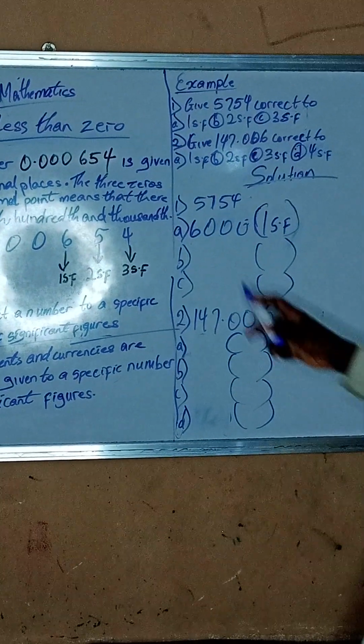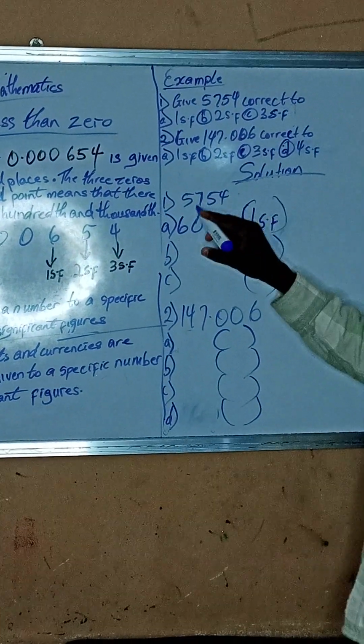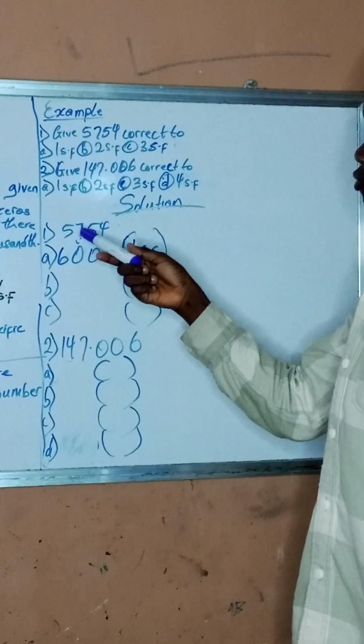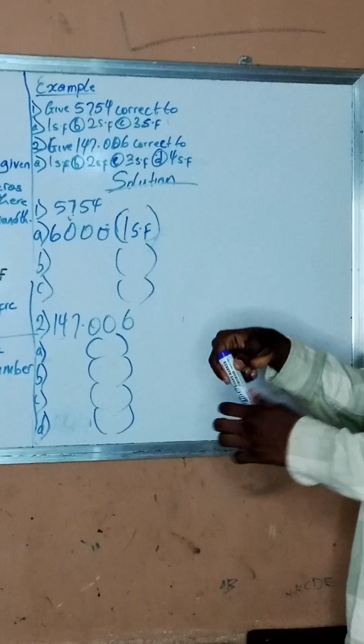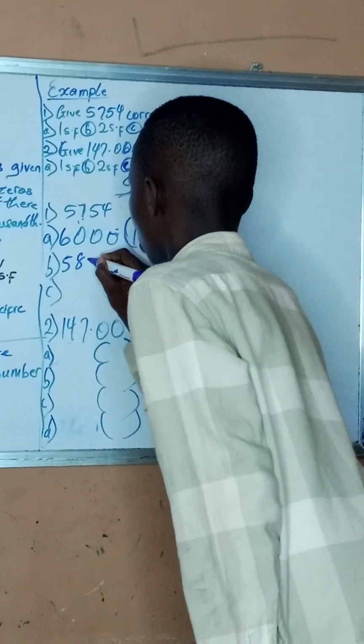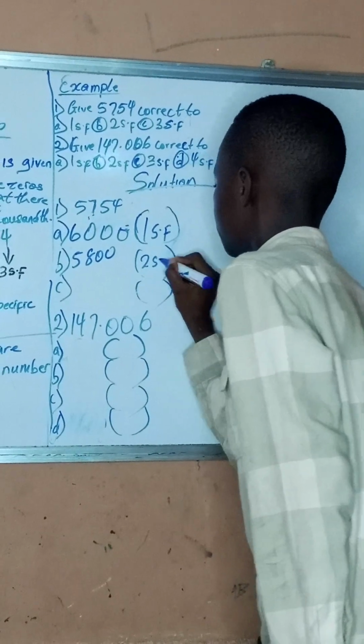B, 2 significant figures. The second significant figure is 7, and the decider is 5. So we add 1 to this 7, that will make it 8. That will be 5,800, 2 significant figures.